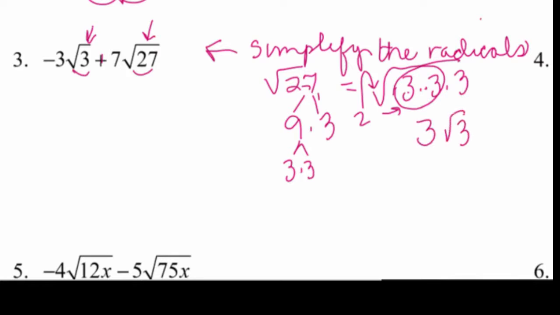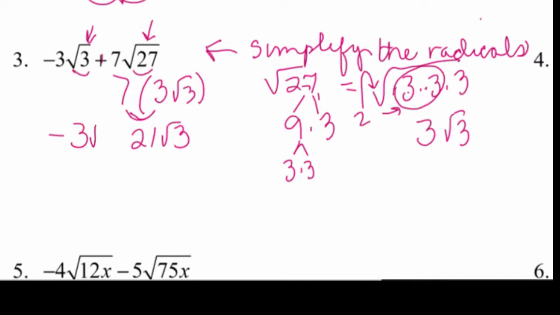Okay, so we're going to replace the square root of 27 here with 3 square root of 3 and then multiply the 7 and the 3 and get 21 square root of 3. And I'm bringing down the negative 3 square root of 3. Now you can see that these 2 terms are like radicals. So we can work with the coefficients, which is the negative 3 added to the positive 21, and that gives us 18 square root of 3.